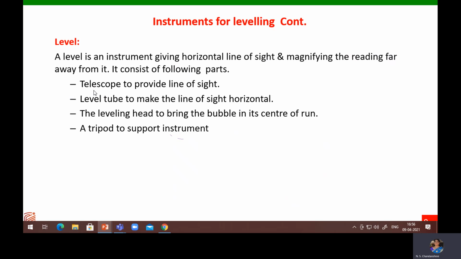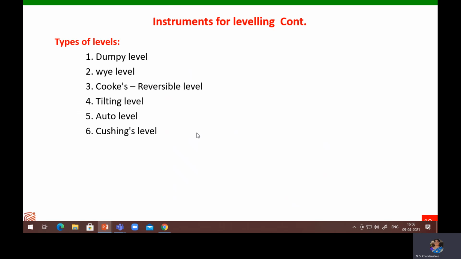So it consists of the following parts. It consists of a telescope to provide the line of sight. It consists of a level bubble, a level tube, to make the line of sight exactly horizontal. Line of sight should never be inclined when we are taking the readings. Then the leveling head to bring the bubble to its center. Next we have the tripod to set the instrument.